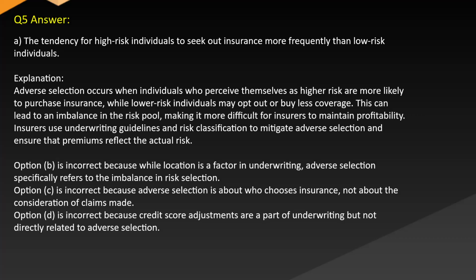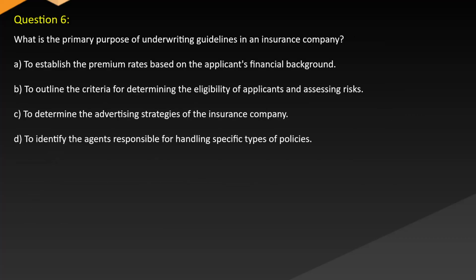Option B is incorrect because while location is a factor in underwriting, adverse selection specifically refers to the imbalance in risk selection. Option C is incorrect because adverse selection is about who chooses insurance, not about the consideration of claims made. Option D is incorrect because credit score adjustments are a part of underwriting but not directly related to adverse selection. Question 6. What is the primary purpose of underwriting guidelines in an insurance company?